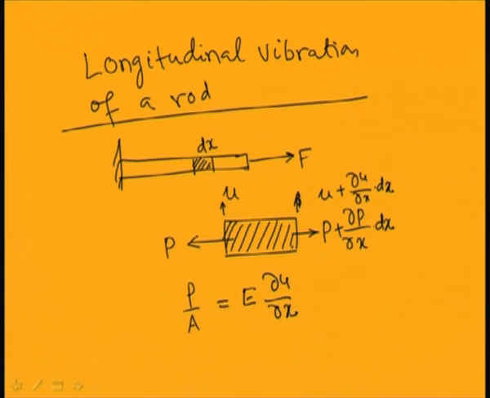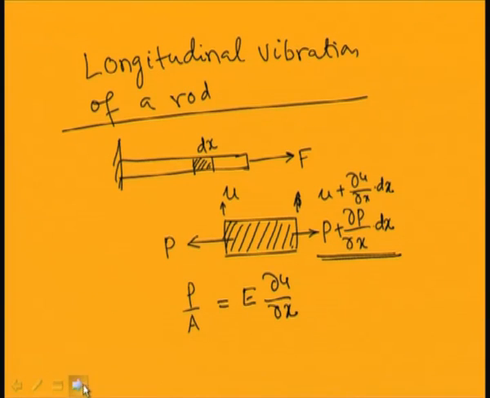Now to apply Newton's second law, I can write the inertia force equal to the net external force acting on this section. The forces acting on the section are, on the right side, P plus del P by del x into dx, and on the left side, P. So I can equate this force to the inertia force.